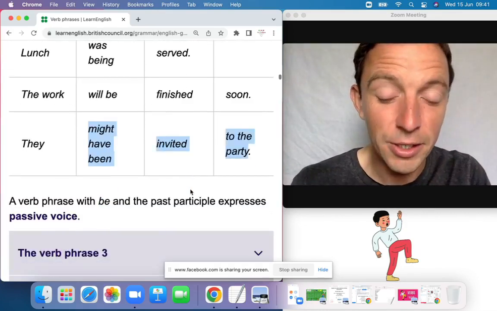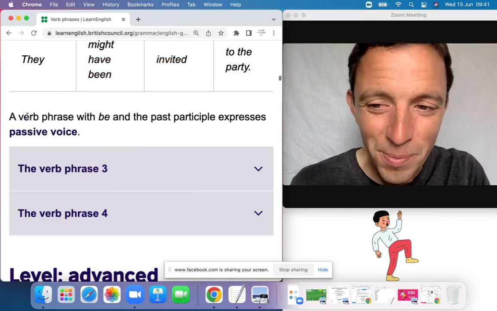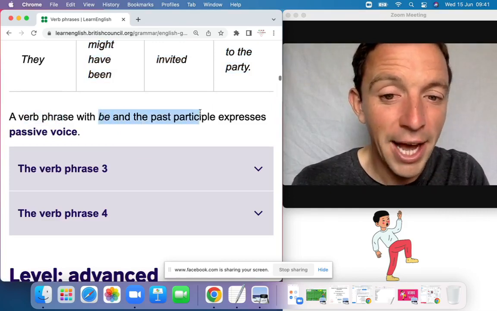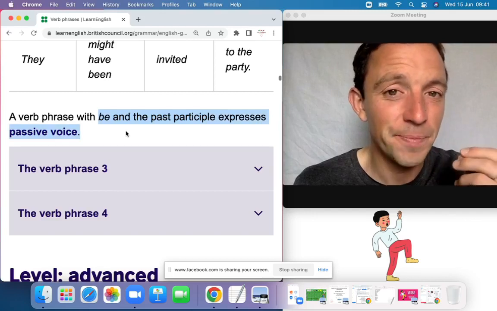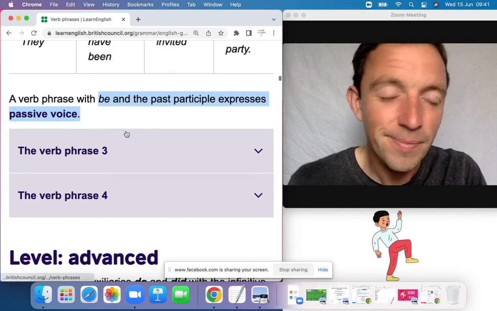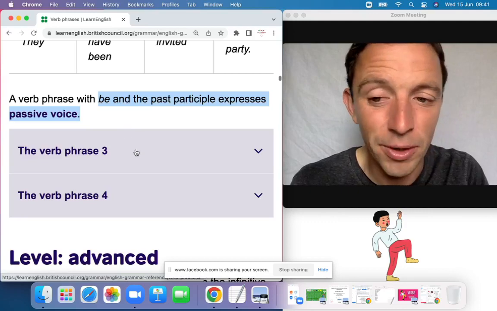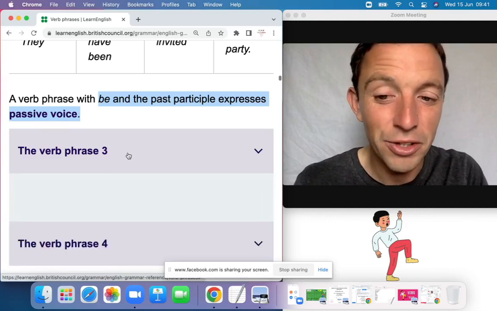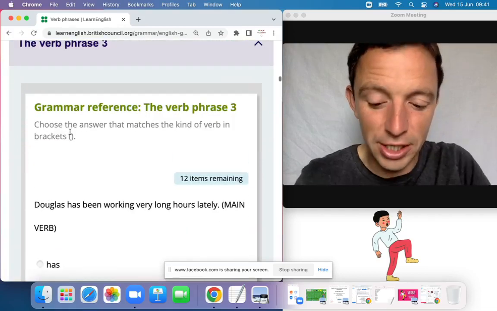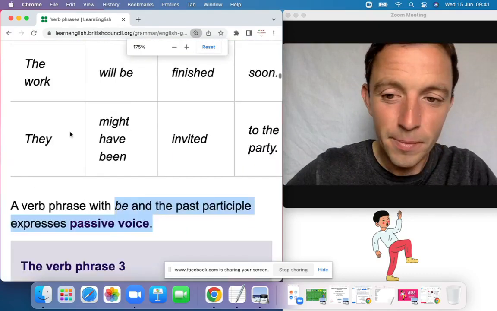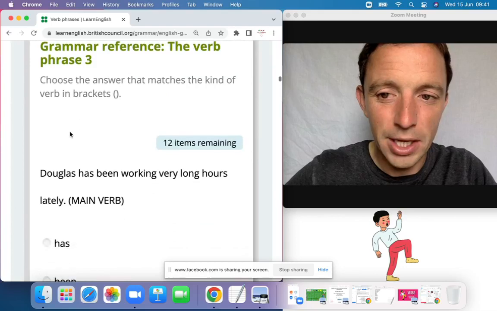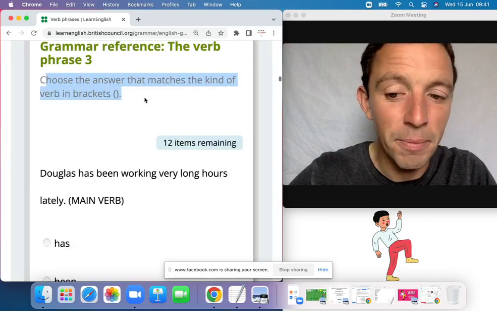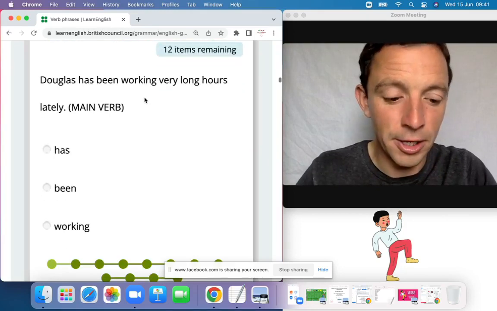As you can see, a verb phrase with be and the past participle expresses the passive voice. So the passive voice is very, very important. Let's look at the exercises for number 3. Okay, and the instruction is choose the answer that matches the kind or type of verb in the brackets. It's the same type of instruction.